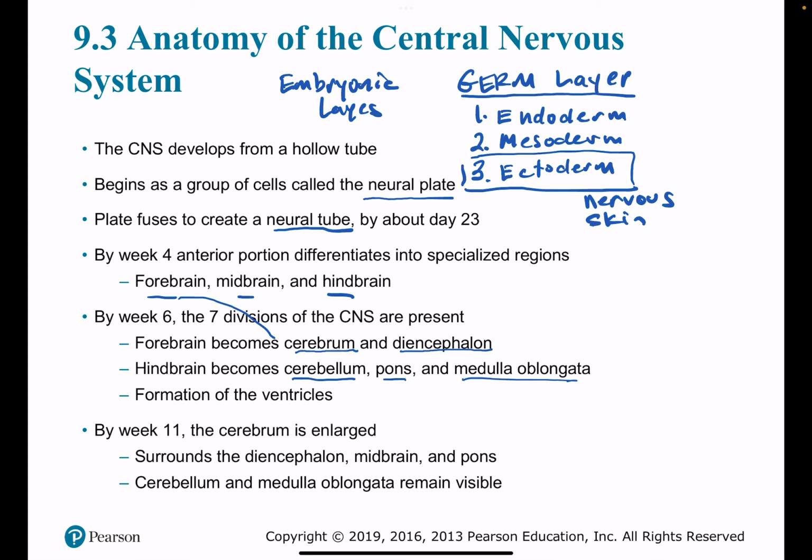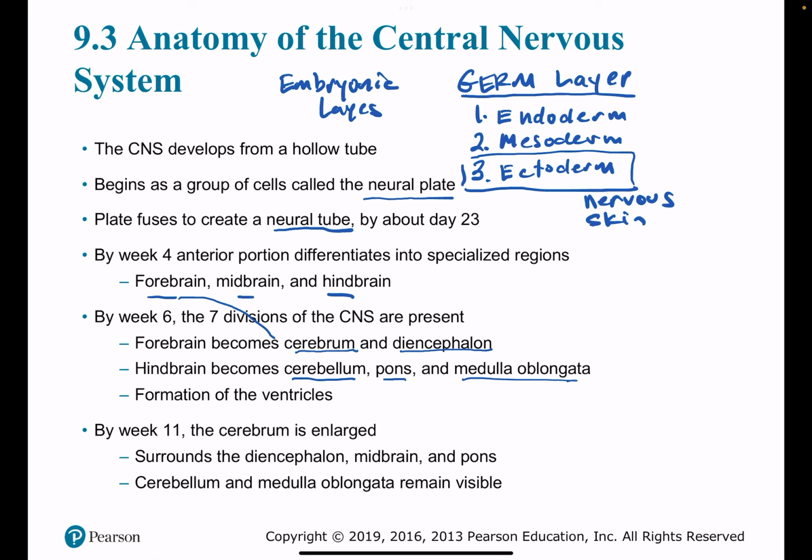We'll get into what these ventricles are a little bit later. I more want to focus on neural tube to the forebrain, midbrain, hindbrain, then to the development of the forebrain to the cerebrum and the diencephalon, and then the hindbrain to the cerebellum, pons, medulla oblongata. It would be great if, as you start studying for this exam, you can actually draw out how, where these structures start being created.